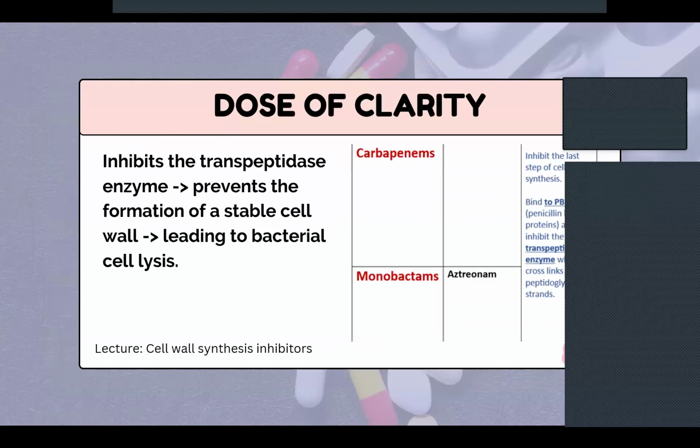So basically, monobactams, their MOA or mechanism of action is that they inhibit the transpeptidase enzyme, which is involved in the cross-linking of peptidoglycan strands in the bacterial cell wall. So now this inhibition of the enzyme prevents the formation of a stable cell wall, leading to bacterial cell lysis. Hope that's clear. Let's move on to the next question.